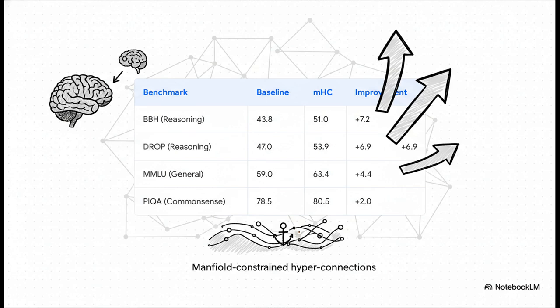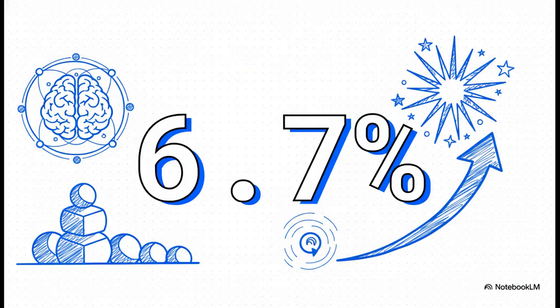And check out the reasoning benchmarks. A jump of more than 7 points on BBH? That's massive. It proves the model isn't just more stable, it's actually smarter. But here's the kicker, and this might be the most impressive part. How much did all this extra stability and performance cost in terms of training time? Just 6.7%. That is an absolute bargain. For a tiny bit more compute, you fix a fundamental stability crisis and unlock a whole new level of performance.